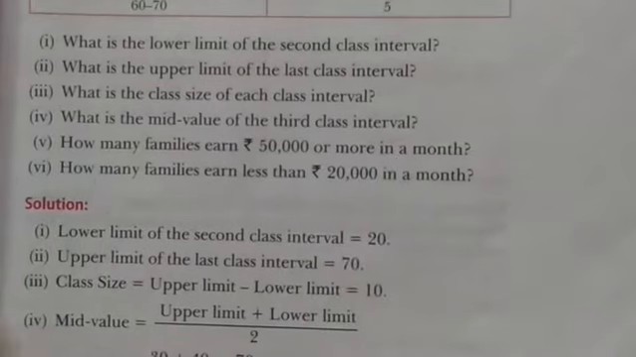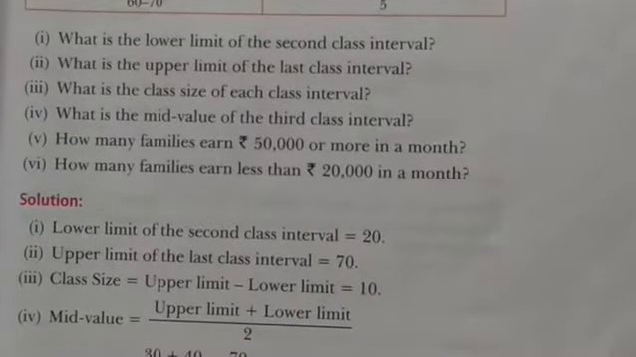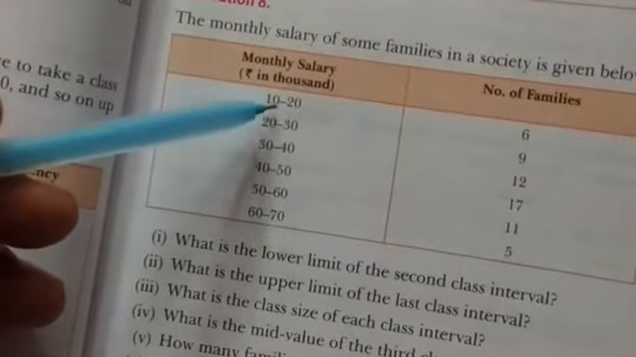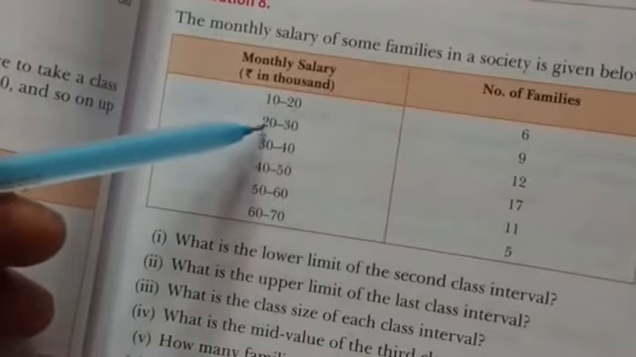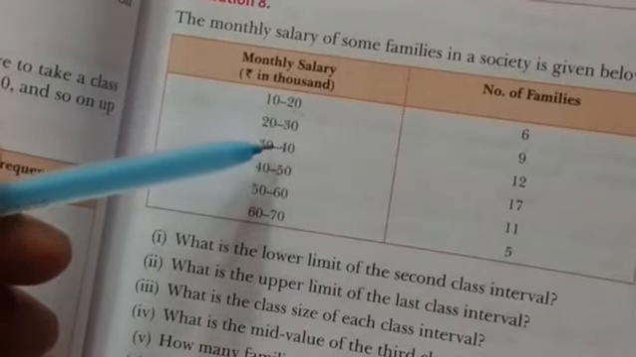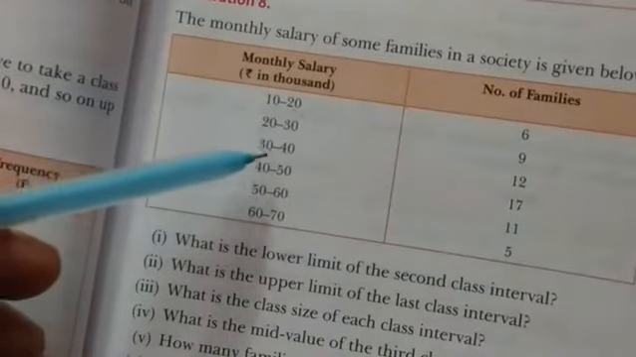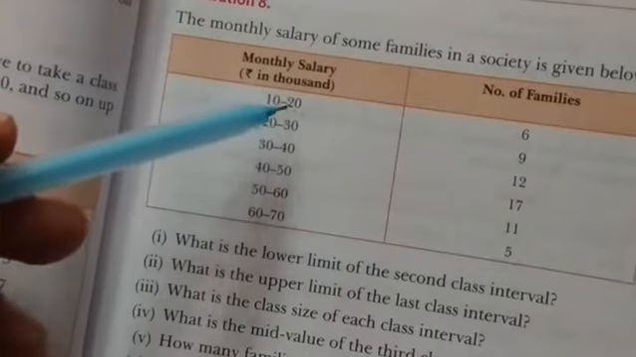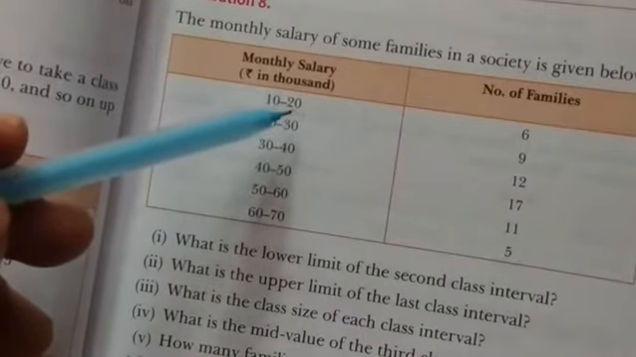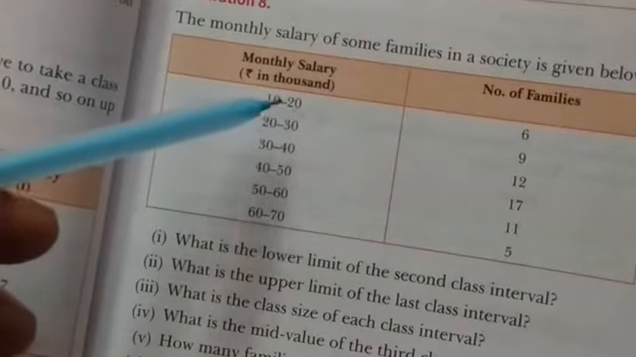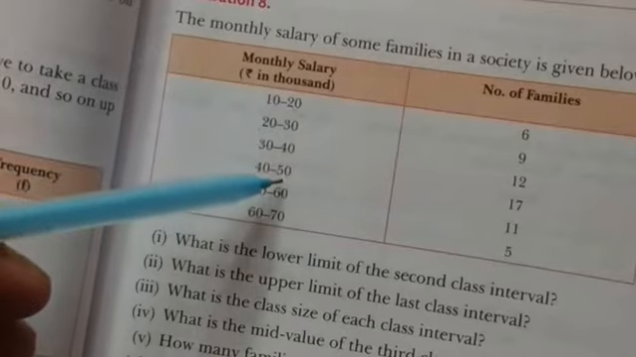Now how many families are there who earn 50,000 or more? Okay, so when we see these series, what we see is that the upper limit of the first class interval is counted here as the lower limit of the second class interval. It means it is an exclusive series. Now in an exclusive series we don't count the upper limit, we count only the one number less than the upper limit. So 50 is here as upper limit, so it will not be counted.